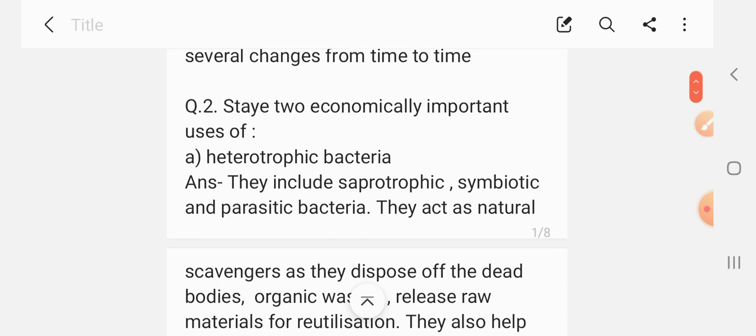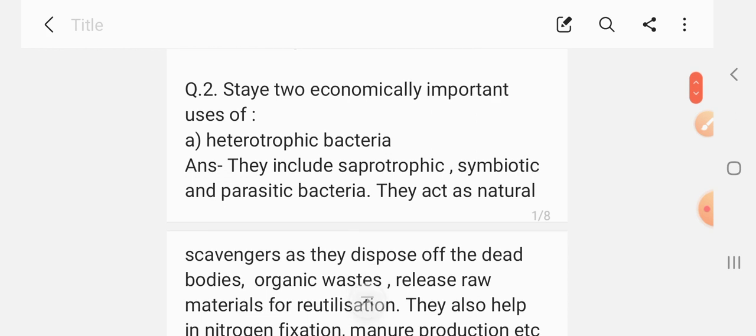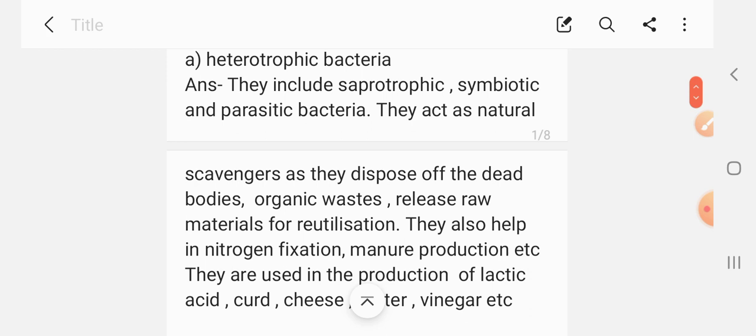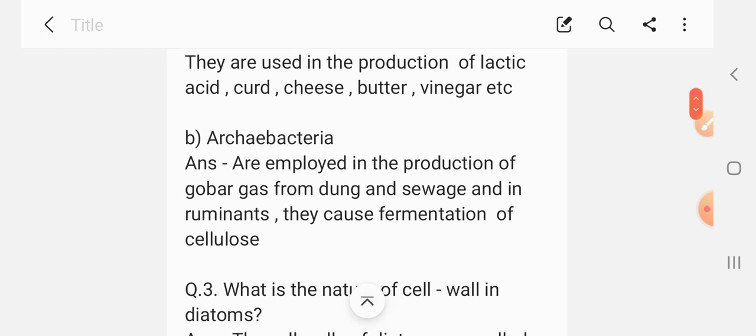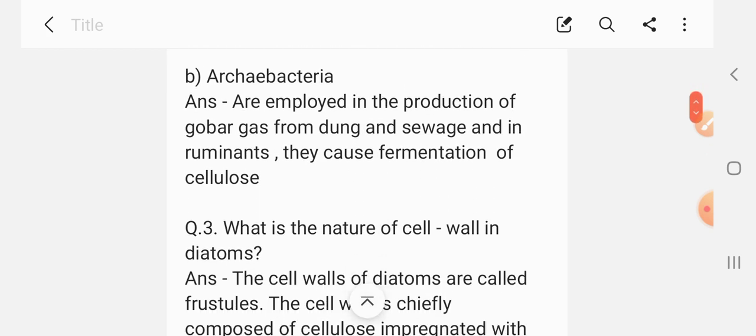Question number 2. State two economically important uses of heterotrophic bacteria. Answer: They include saprotrophic, symbiotic, and parasitic bacteria. They act as natural scavengers as they decompose or dispose of dead bodies and organic wastes, releasing raw materials for reutilization. They also help in nitrogen fixation, manure production, etc. They are used in the production of lactic acid, curd, cheese, butter, vinegar, etc. Archaebacteria are employed in the production of gobar gas from dung and sewage, and in ruminants they cause fermentation of cellulose.